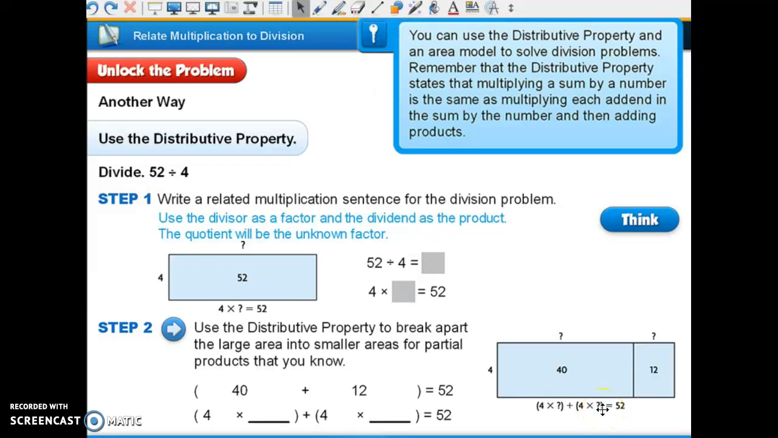Okay, so we're going to use the distributive property. Now they took 52 and made it into 40 plus 12. So now, 4 times what equals 40? That would be 10. And 4 times what equals 12? 3.